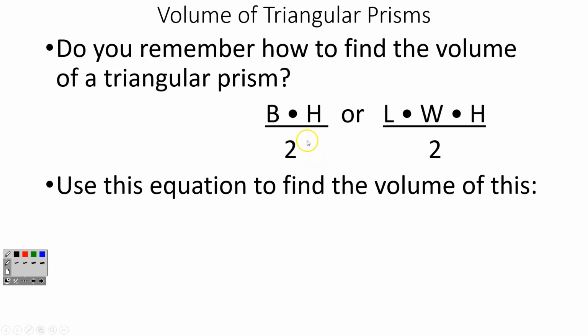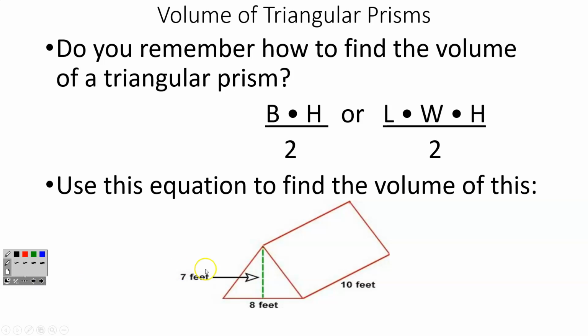For a triangular prism, hopefully you remember again, it's base times height divided by 2. You could also say length times width times height divided by 2. Either one of those would be okay. So for this one, you would have 7 times 8 times 10, all of that divided by 2. So 7 times 8 would be 56. 56 times 10 would be 560. And 560 divided by 2 would give me 280 feet cubed.